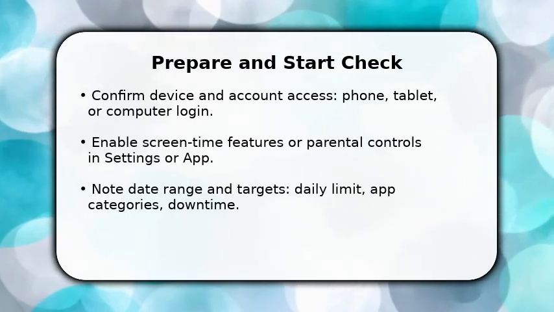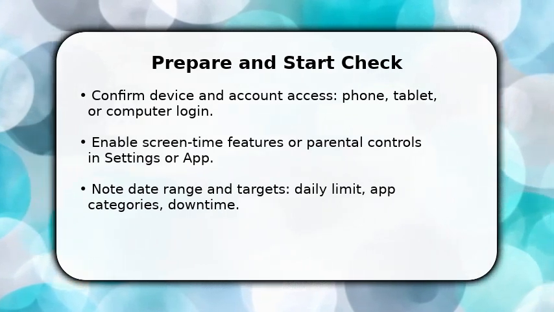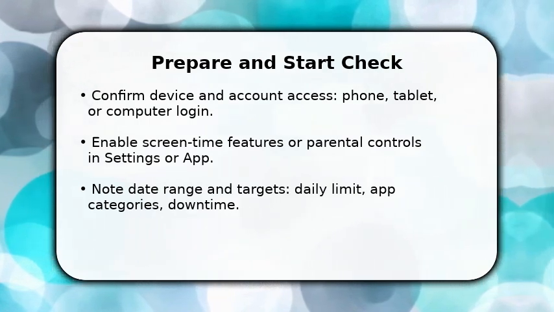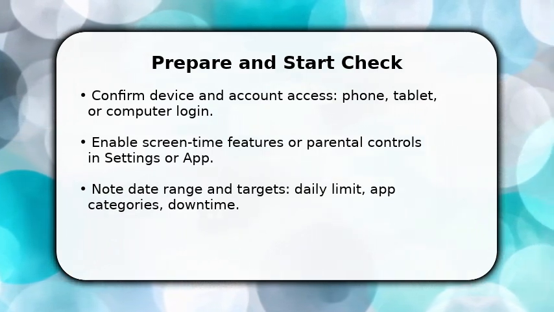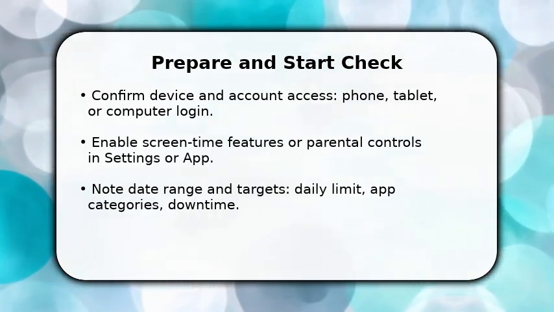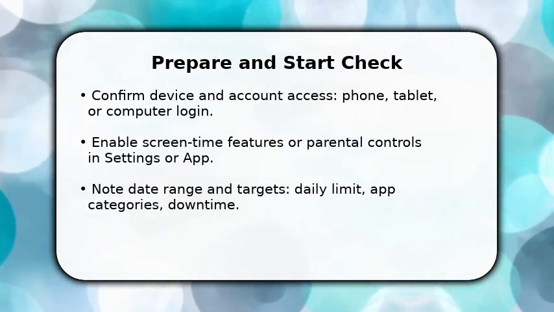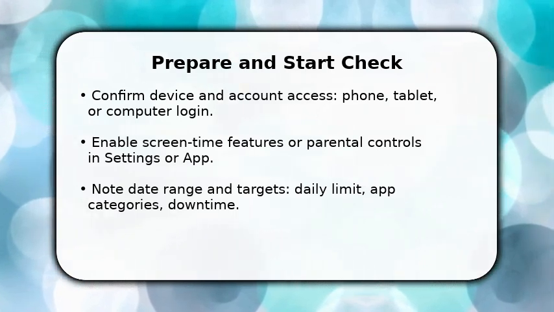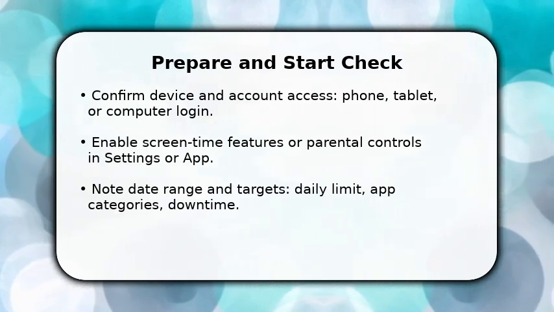You have access and permission. Begin by opening the device settings or the screen time app. Tap into the account you will monitor and choose the current device or family member profile. Once done, set the date range you want to review and enable activity reporting if it's off. Make sure to turn on app category tracking and notifications so data is recorded. This initiates the first capture of usage patterns and prepares you to analyze real behavior rather than guesses.